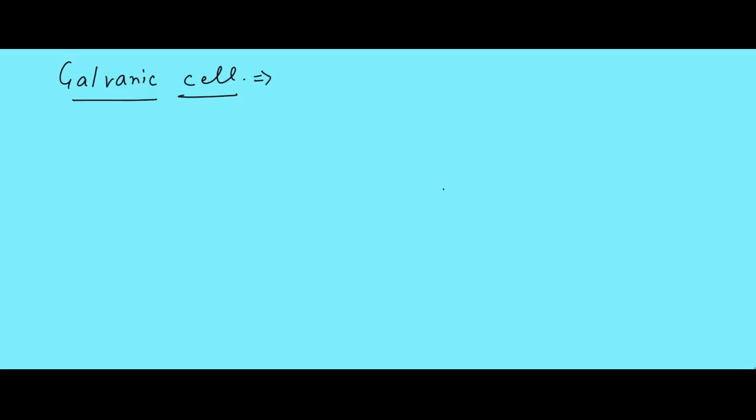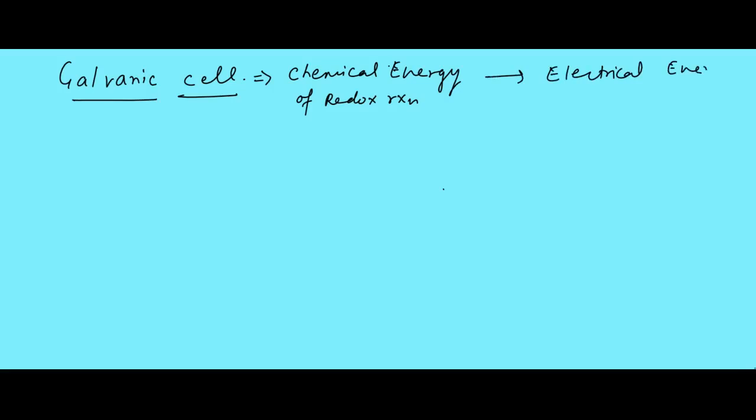A galvanic cell is a cell which converts the chemical energy of a redox reaction. Some redox reaction will happen inside the cell, so the chemical energy of the redox reaction would be converted into electrical energy. Electricity you will get at the cost of some chemical reaction. For example, if you take the reaction between zinc and copper ion, this reaction will happen like this.